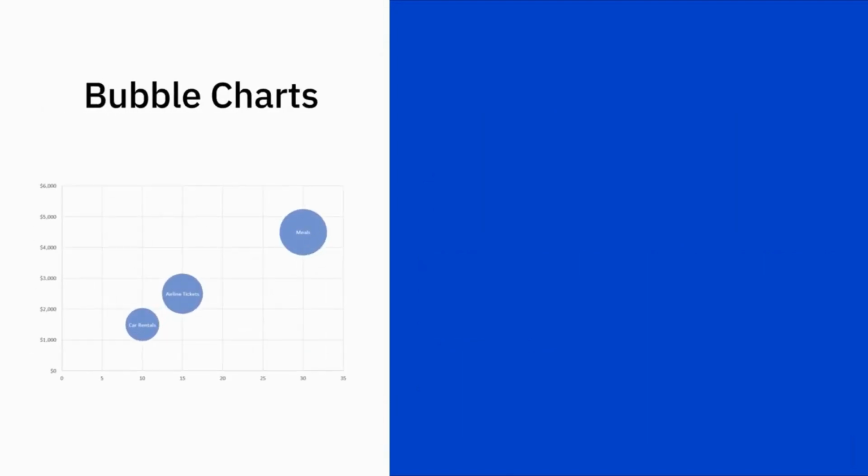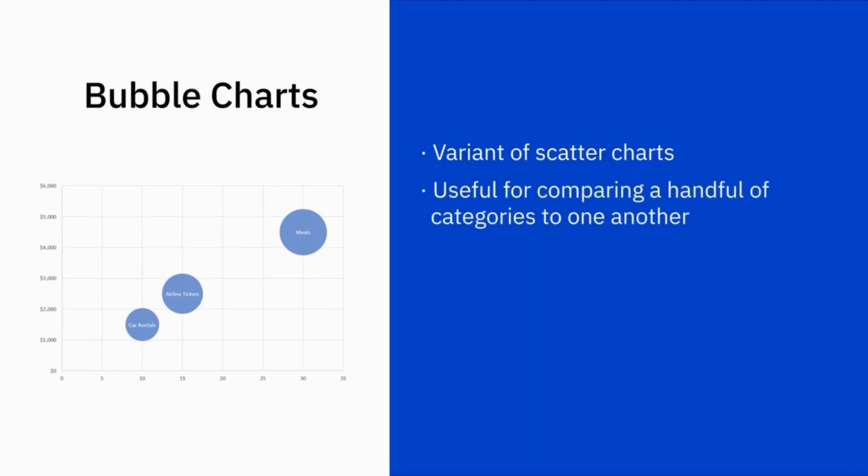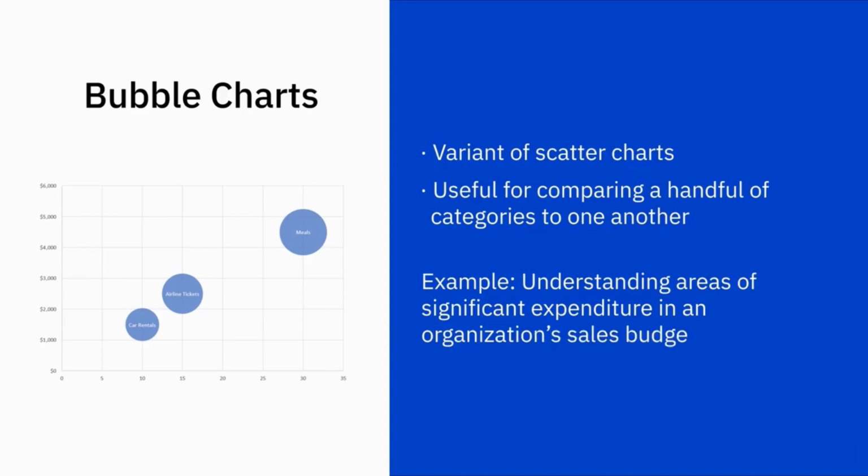Next, we look at bubble charts. This is a variant of scatter charts, and they are useful for comparing a handful of categories to one another in terms of relative significance. For example, understanding areas of significant expenditure in an organization's sales budgets.